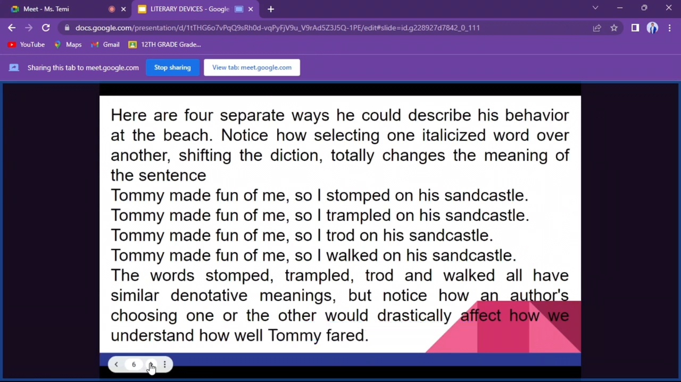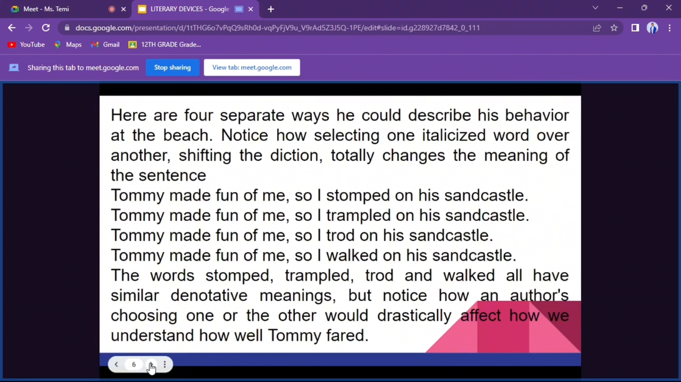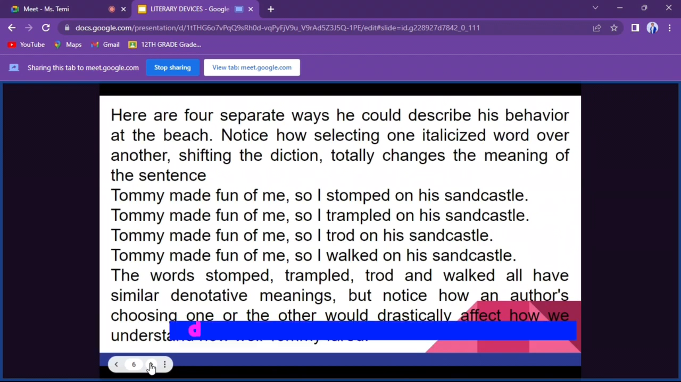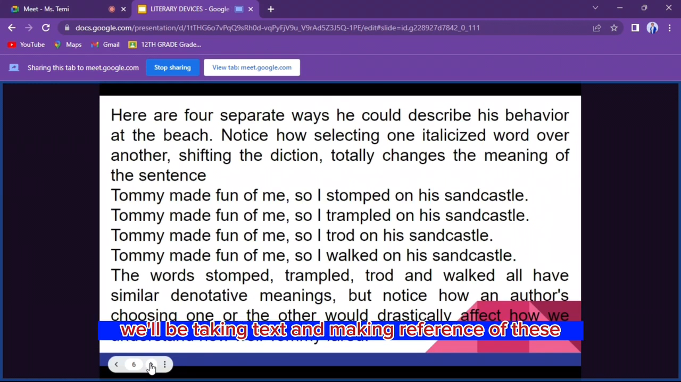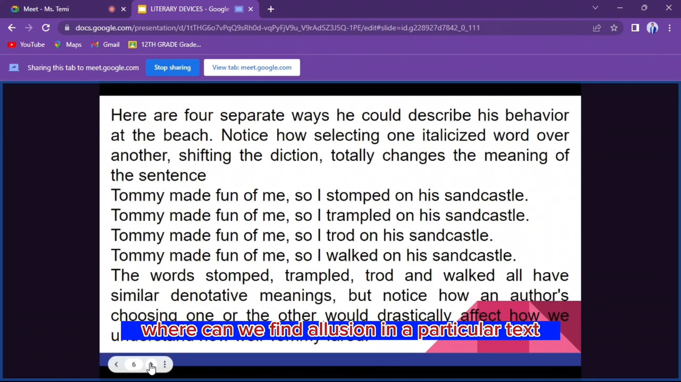Do you understand? So you can tell that the choice of words of a particular author will play on the reader's mind greatly and get a particular effect that the author aspires to get. So these are the 2 devices we're going to consider this week. We'll be taking texts and making reference to these, allusion and then diction. How do we use that diction? Where can we find allusion in a particular text?